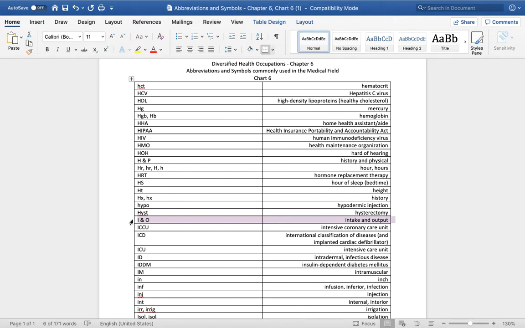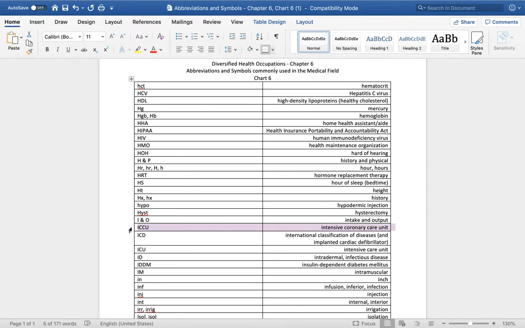I&O, this is intake and output. Like your heart, you have cardiac output, so it has intake. How much blood does it take in? And then how much does it put out?